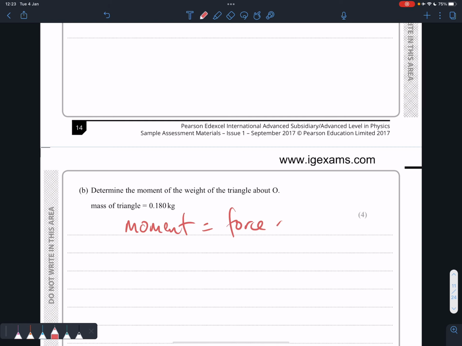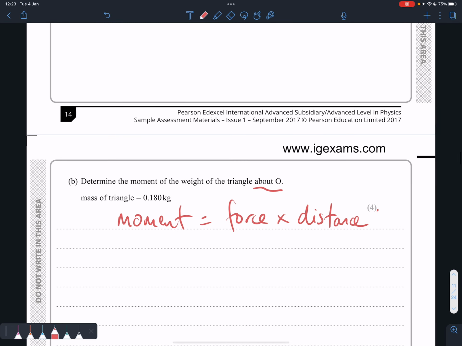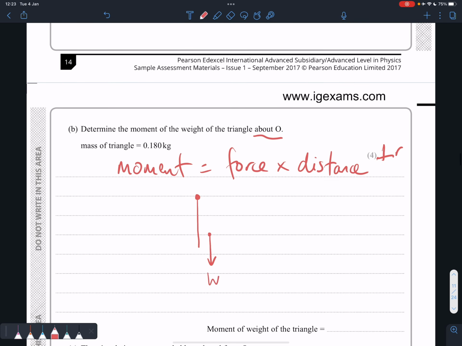is equal to the force times the distance about any particular point. When they say about, it means that's the pivot point, force times distance. And actually it's the perpendicular distance. So let's say we've got O here, and we've got the centre of gravity there, and the force is going down, and the force of that is the weight, and then this distance is whatever it is. Okay, how do we work out the weight? Well, we've got the mass there.